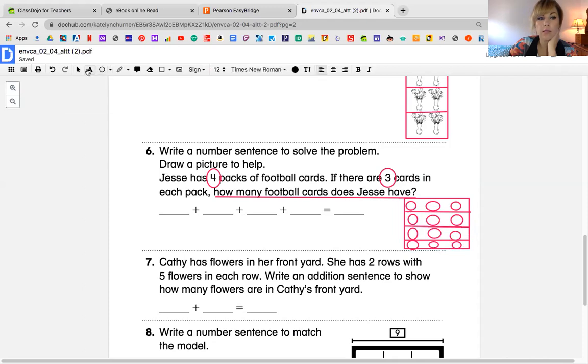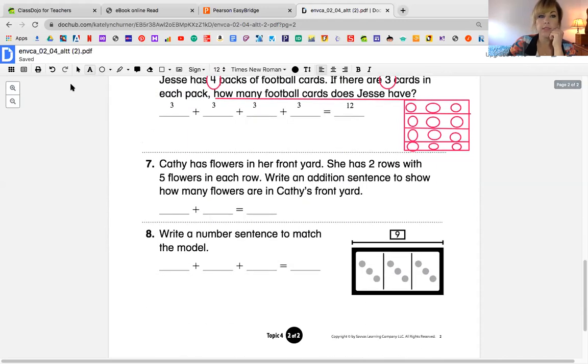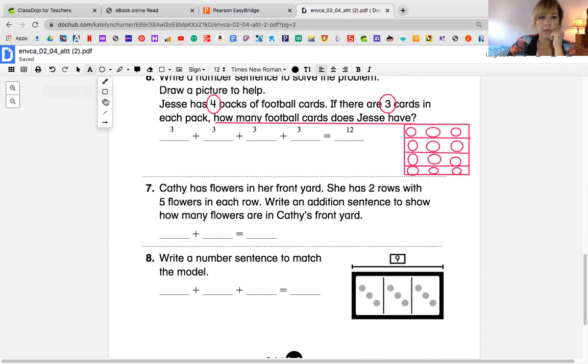So if I look at this array, I have a math sentence of 3 plus 3 plus 3 plus 3. So there's 3 in this one, 3 in this one, 3 and 3. And in total, I have a total of 12. So your answer should be 12. Okay. Number 7, let's see.